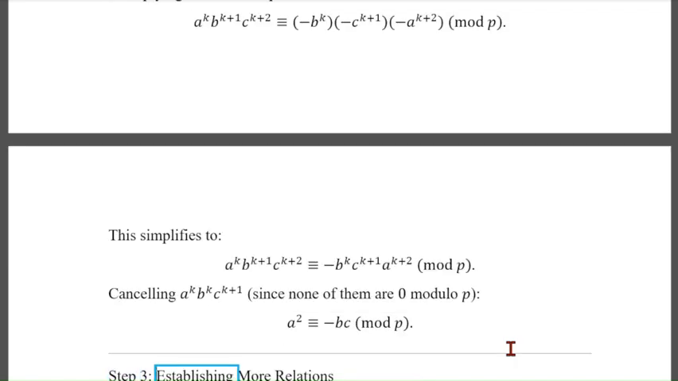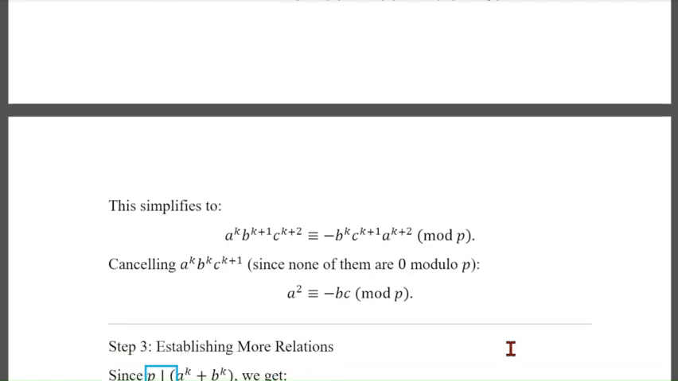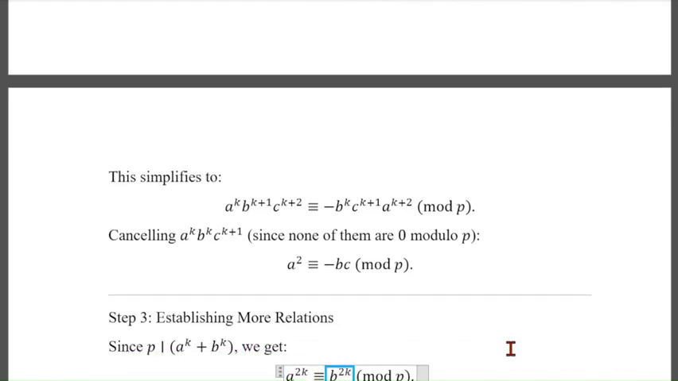Step 3. Establishing more relations. Since p divides (a^k + b^k), we get a^(2k) is congruent to b^(2k) (mod p).